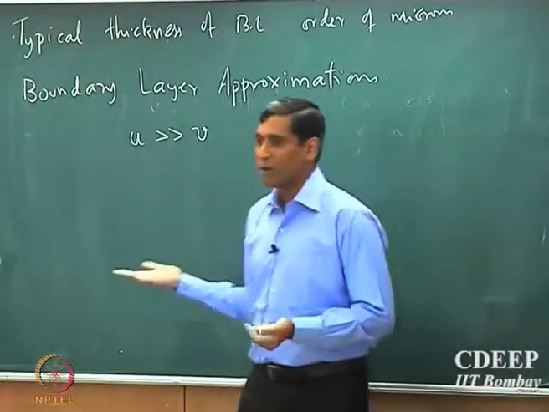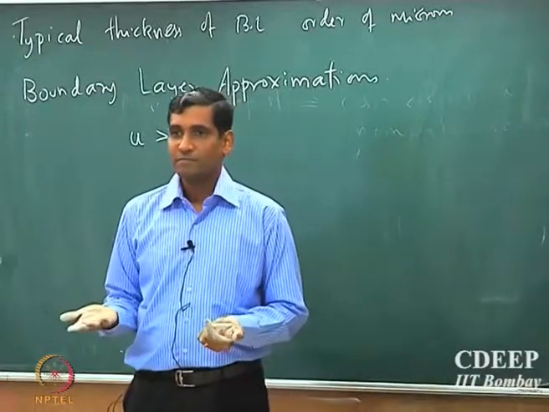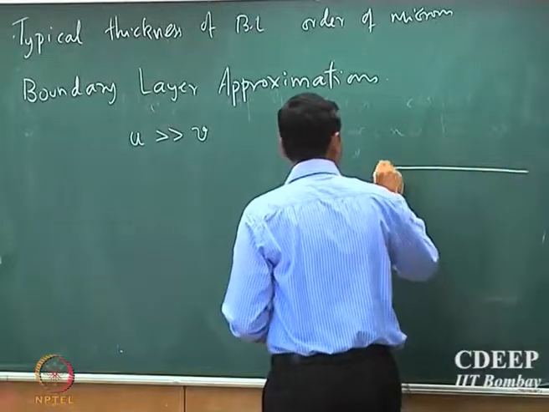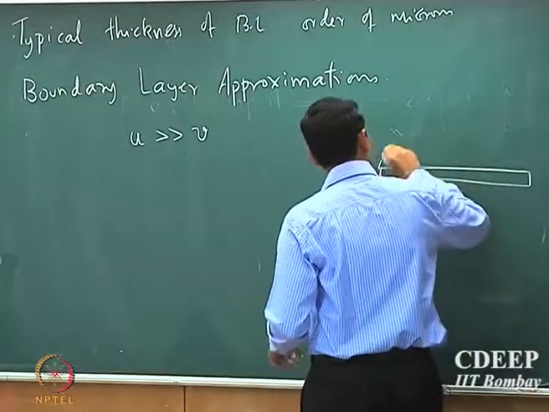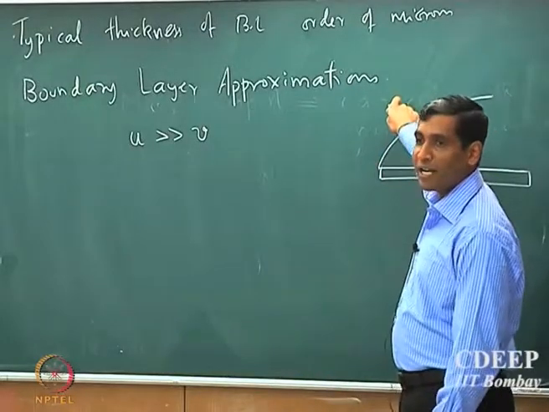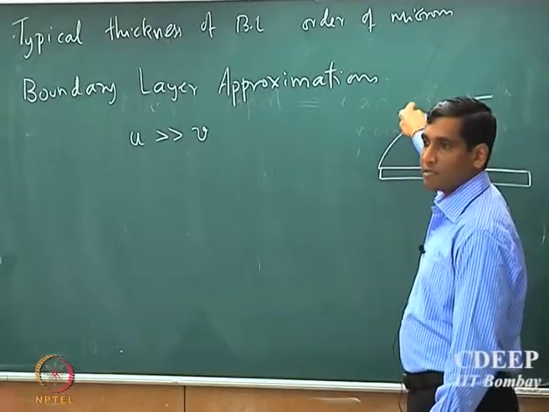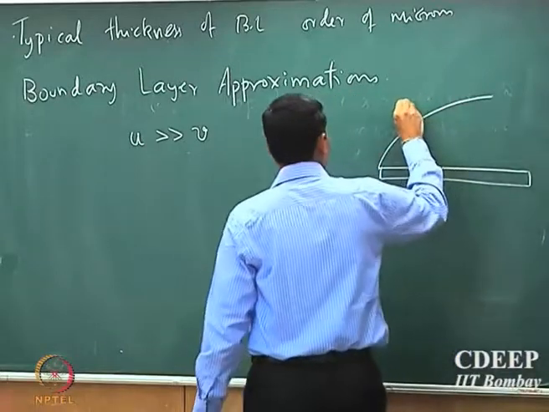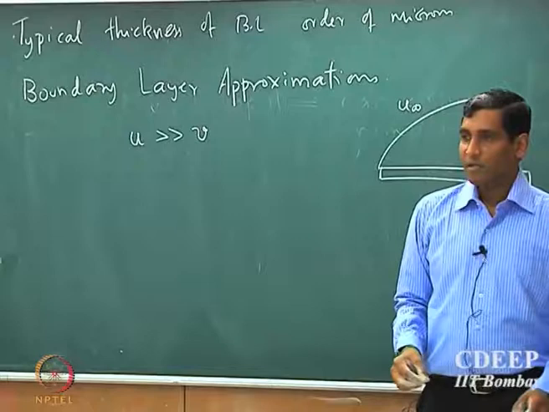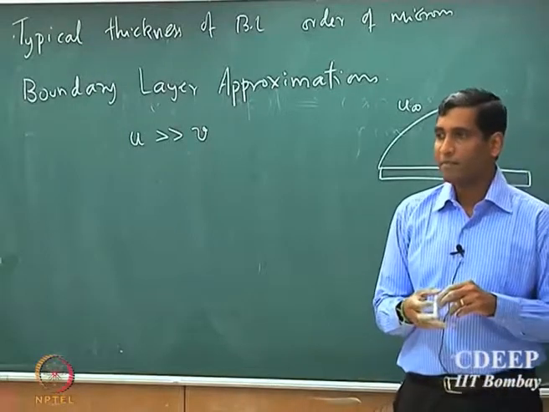Why is this a reasonable approximation? So let us draw the boundary layer. Supposing we take a flat plate, what is the x component velocity above the boundary layer? It will be the free stream velocity. So supposing I call this u infinity. What about y component velocity?